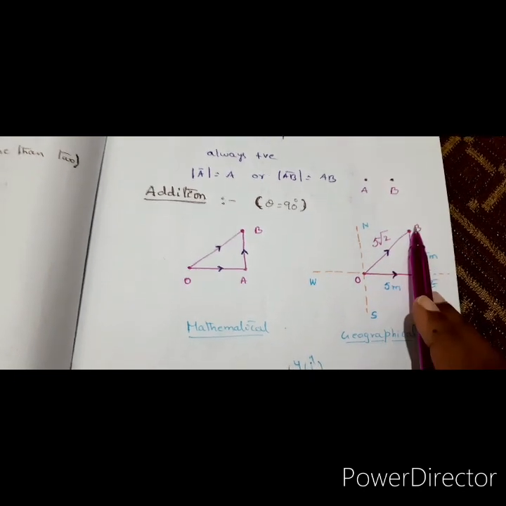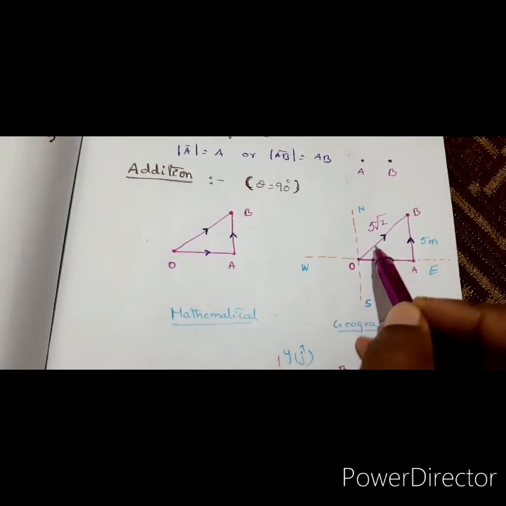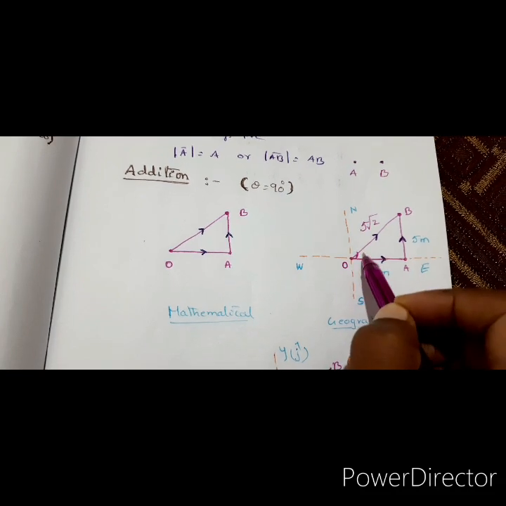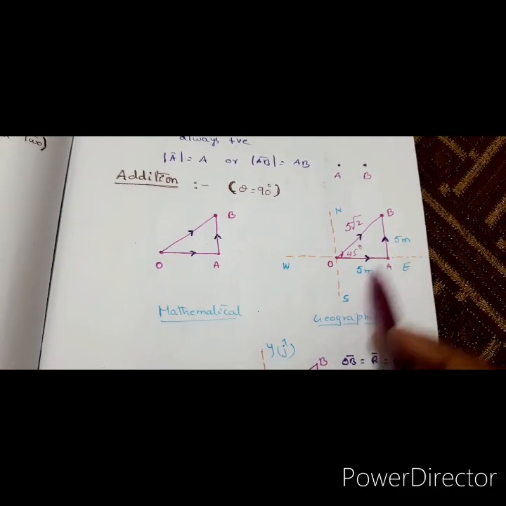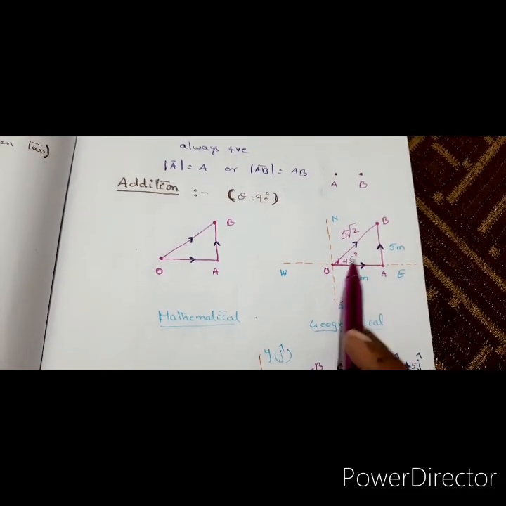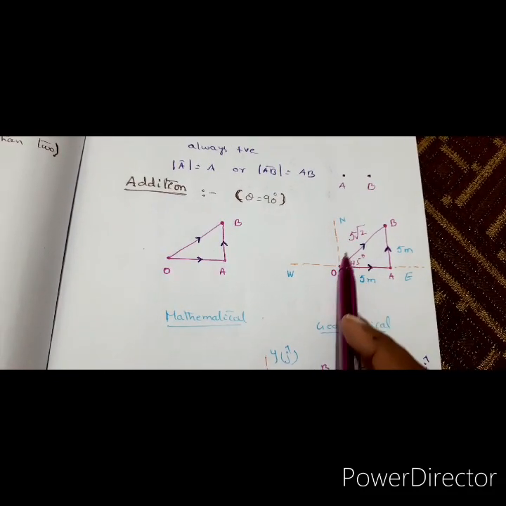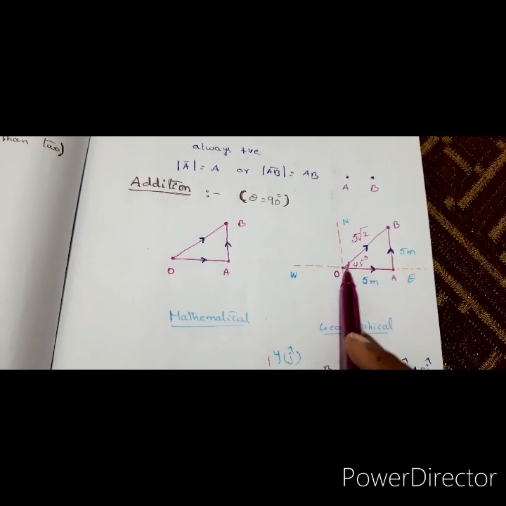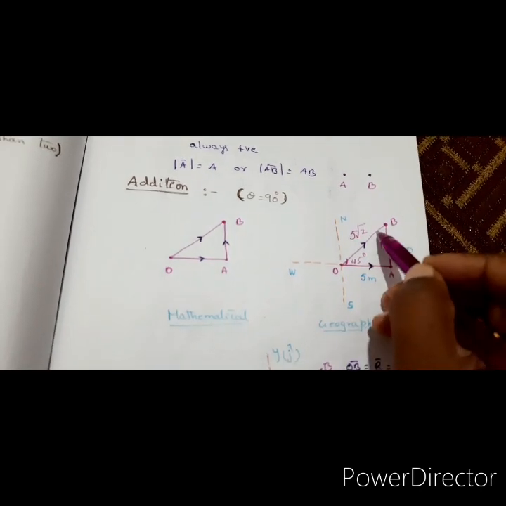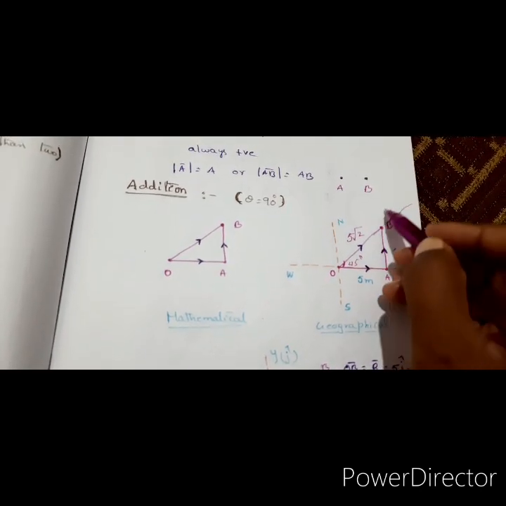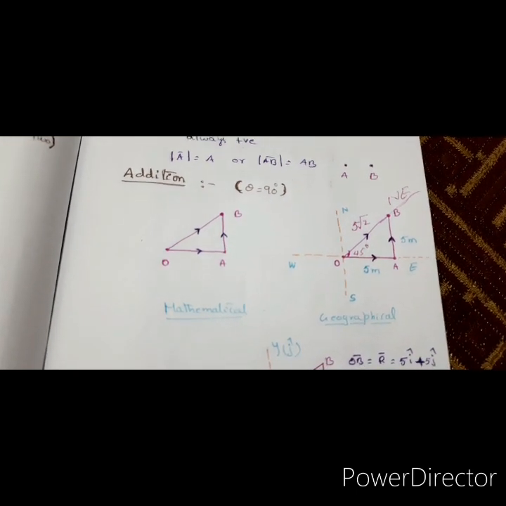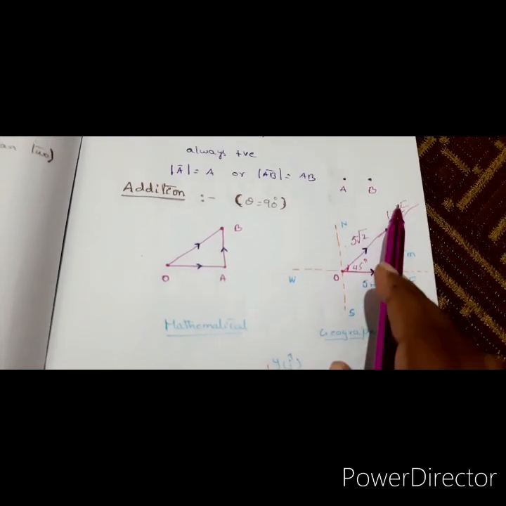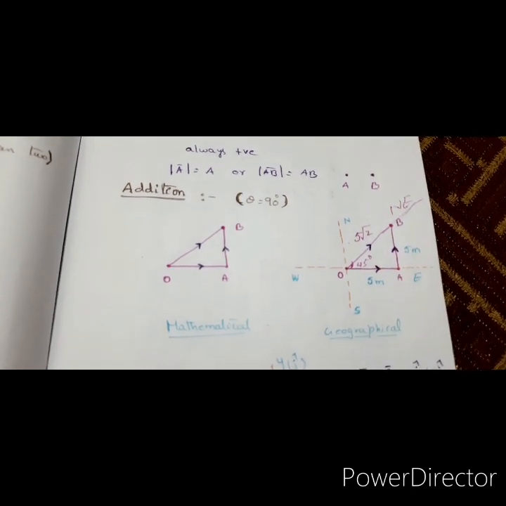In which direction is it? Exactly, it is making 45 degrees, is it not? So y by x is 1, and tan 45 is 1. Therefore, it is 45 degrees of angle. Thus, it is in which direction? Northeast direction. So the resultant is 5 root 2 in northeast direction.